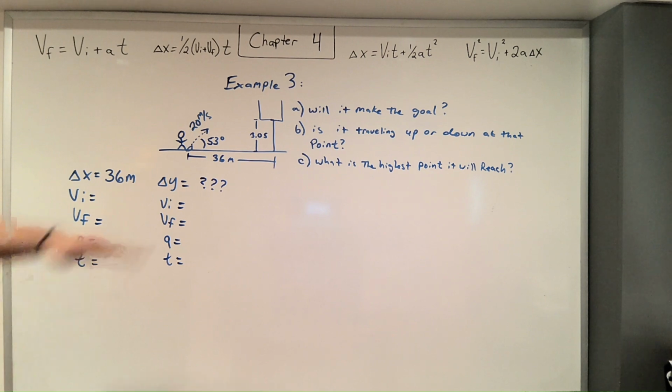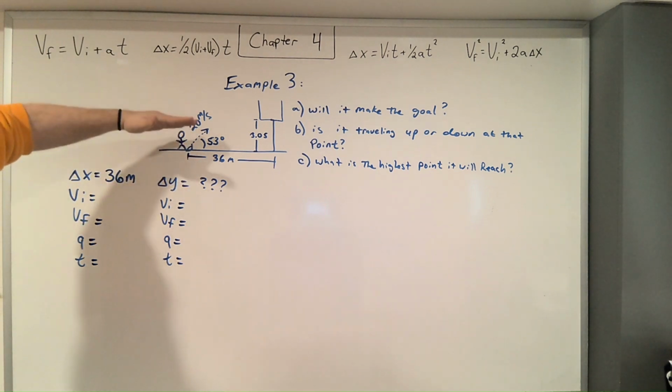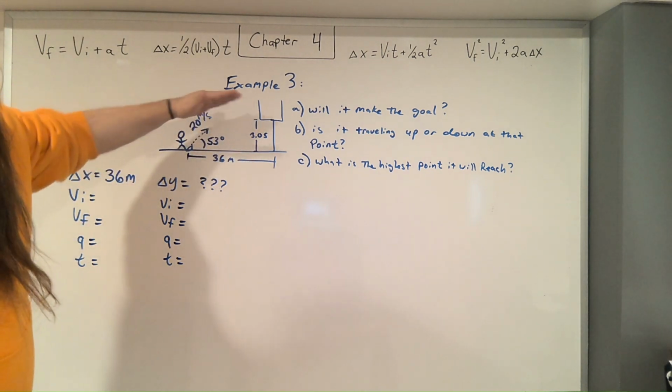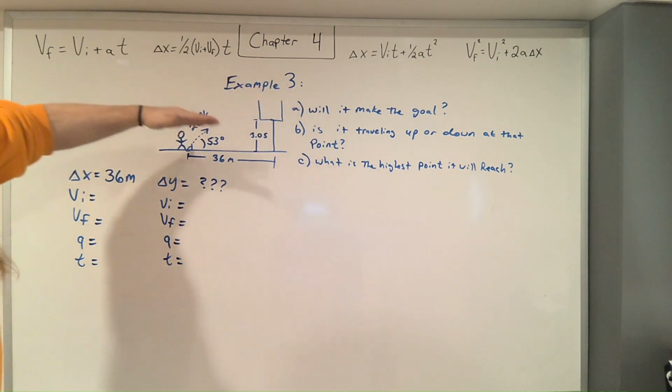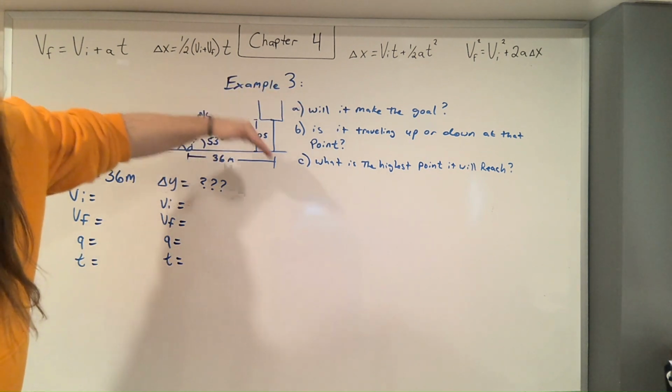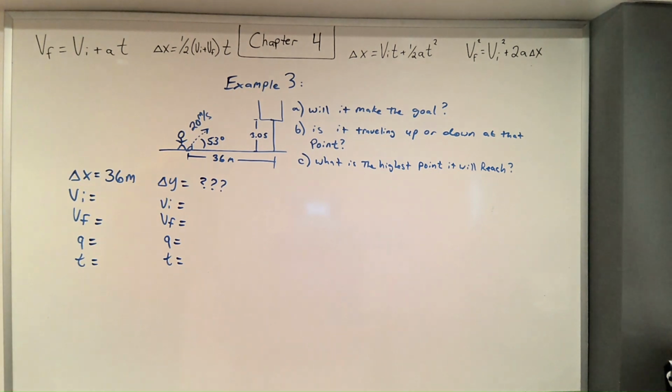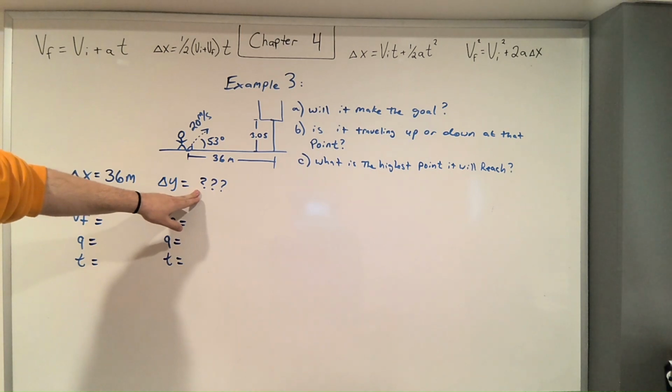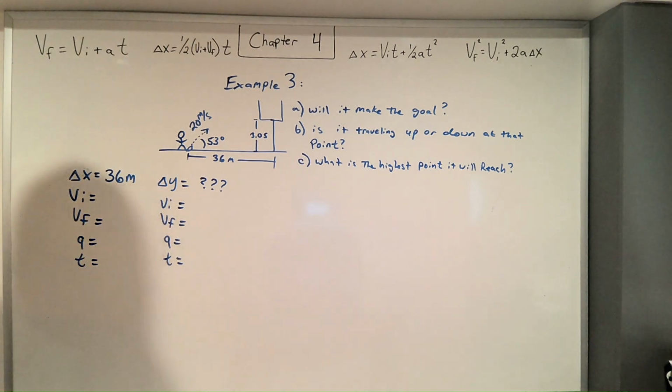We need to figure out what the change in y is to determine if it's above 3.05, it makes it through the goal. If it's below 3.05, it has failed to make the goal, to go through the goalpost. So the change in y is what we're looking for in this problem. How about the initial velocities? We got those figured out?